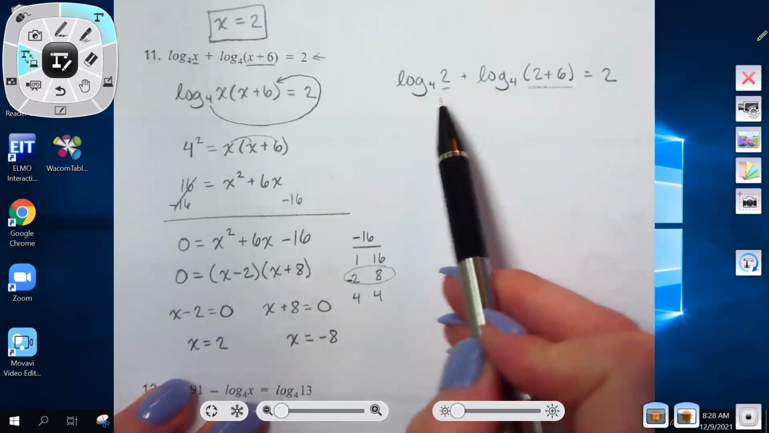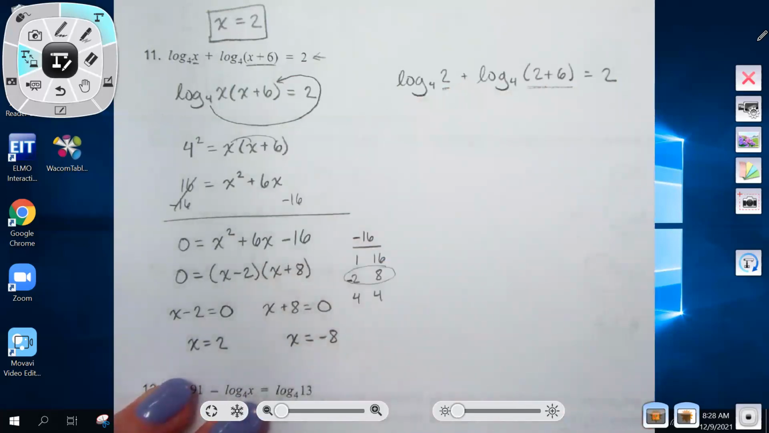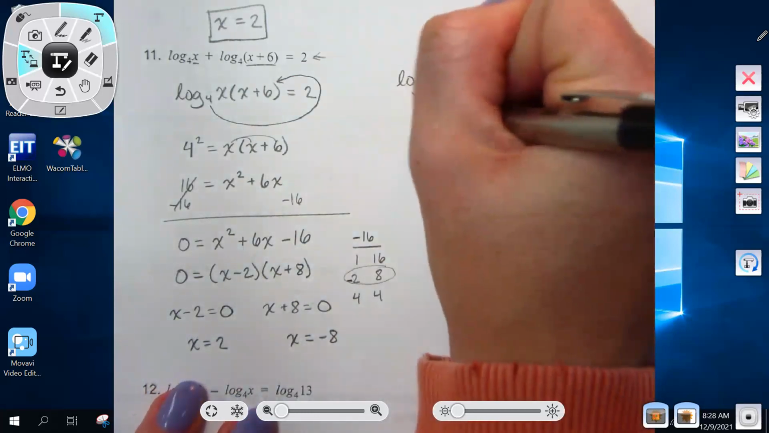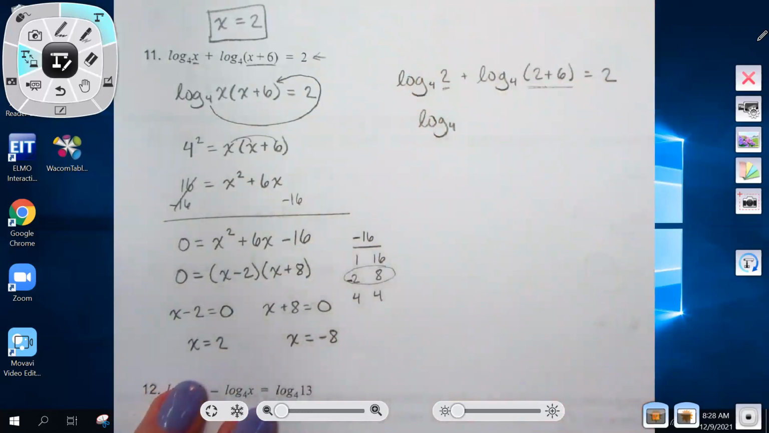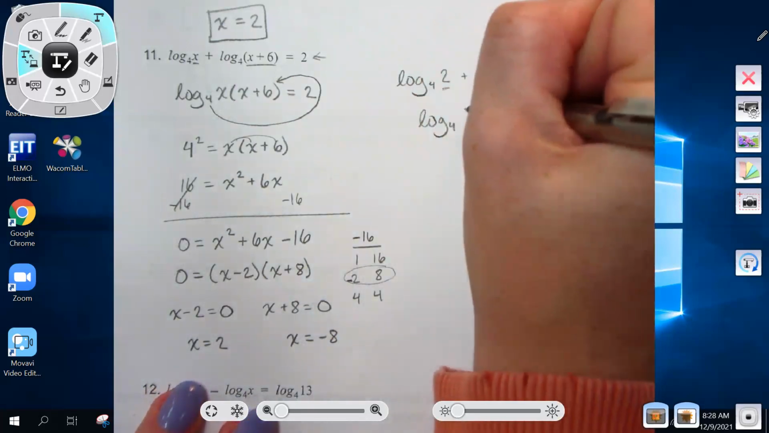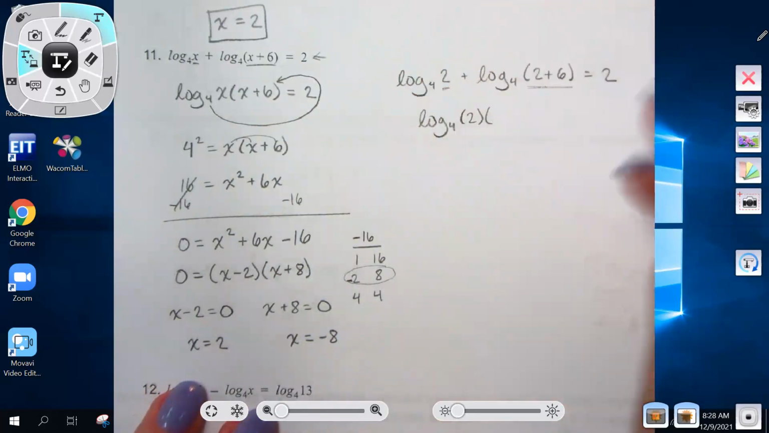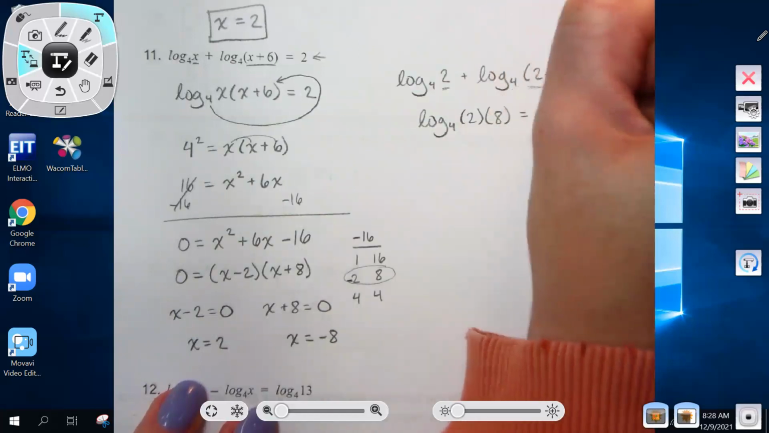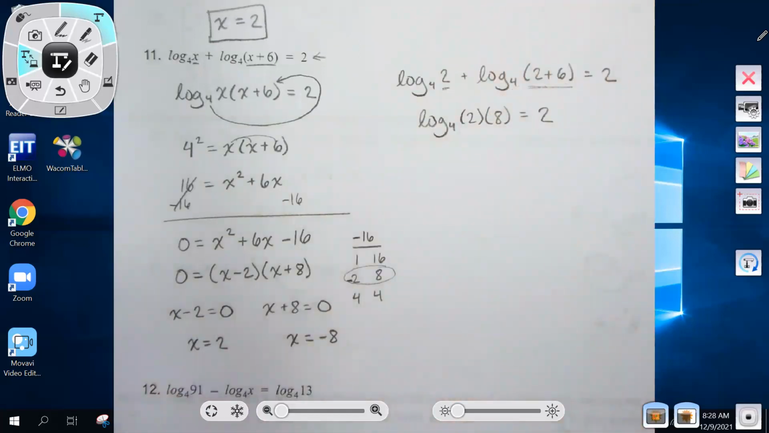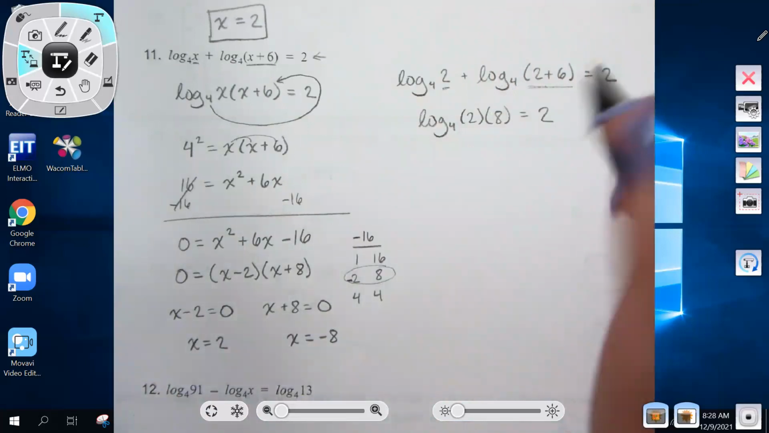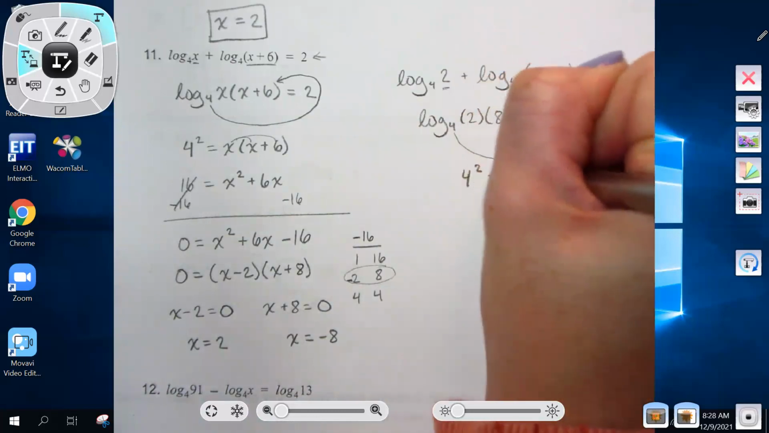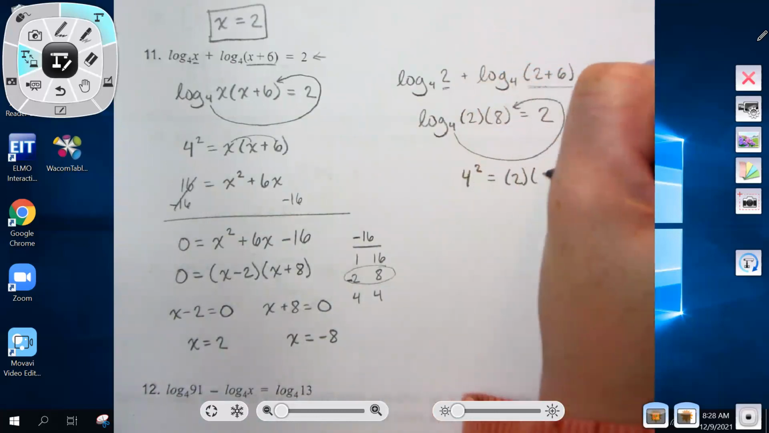When we do that, we're basically following the same steps that we took when we solved. So combine these two logarithms into one. So it stays log base 4. And then we multiply 2 times 2 plus 6, which is 8. I'm going to go ahead and change it to 8. Change to exponential form. We get 4 squared equals 2 times 8.